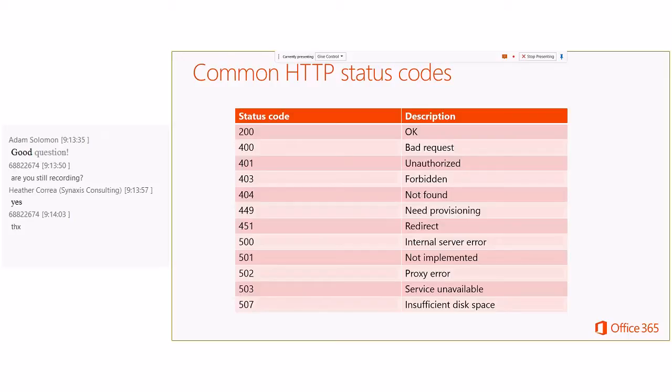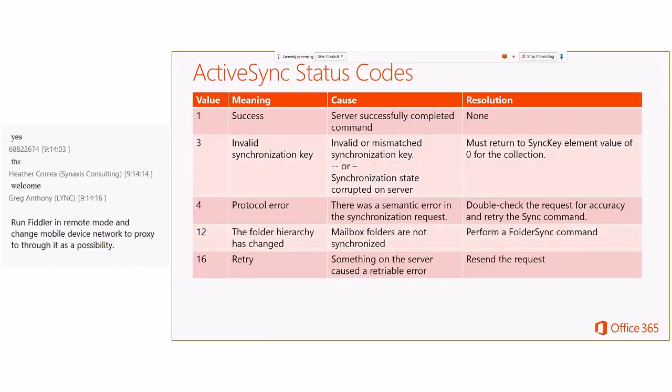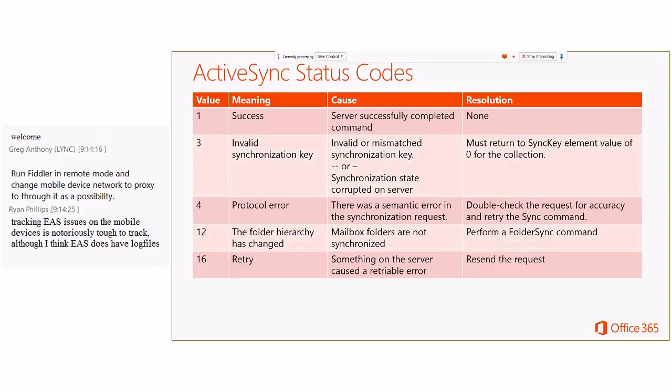For the ActiveSync status codes, this table shows you the status codes for a sync command, since that was the example I showed earlier. Here you can see 1 is a success, so that response body I showed earlier was a success. A 3 would be an invalid synchronization key. We see this a lot with those resyncs. If a server response includes a status code of 3, the device needs to send a sync key of 0 in the next request. And then there are a few others, the 4, 12, and 16, as a retry.